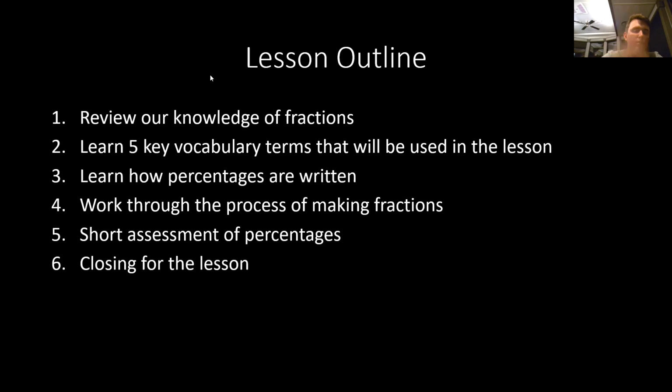The fifth thing we're going to do is a short assessment of percentages towards the end of this PowerPoint presentation. Then the sixth thing we're going to do is close out the lesson with a review of what all was learned throughout the entirety of the lesson. You can take down this outline if you would like in your notes, pause the video if you need to do so, but this is just a brief overview of everything that we're going to learn today.